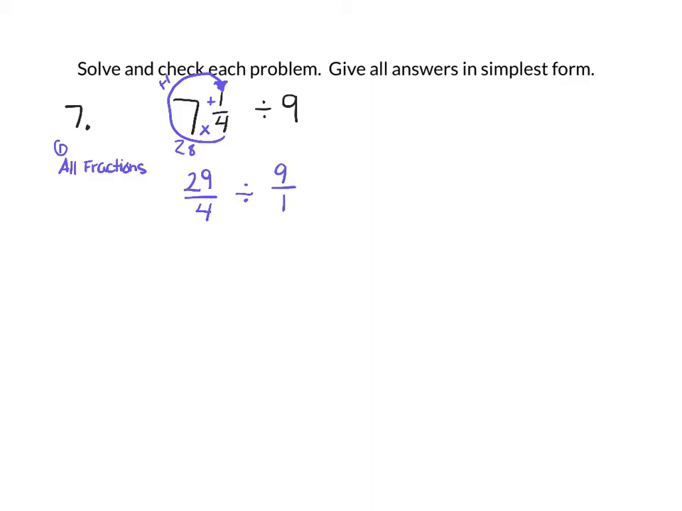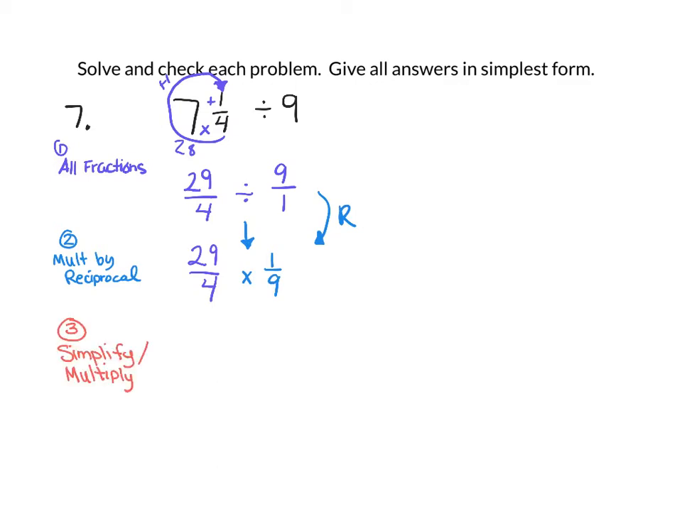The second step is to multiply by the reciprocal. So I'm going to change the division sign to multiplication, find the reciprocal of the 9/1, which would be 1/9, and the 29/4 stays the same. So let's find the third step, which is to simplify by cross-canceling or multiplying straight across.